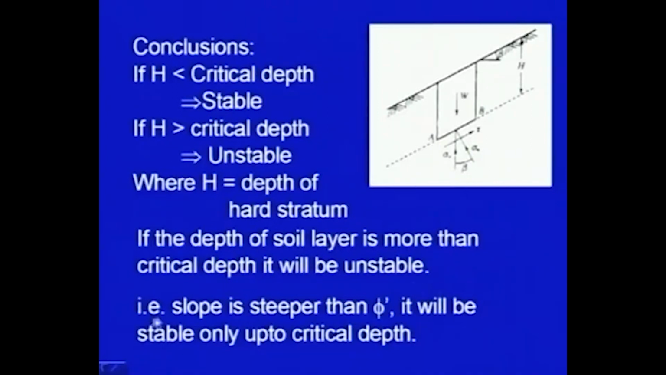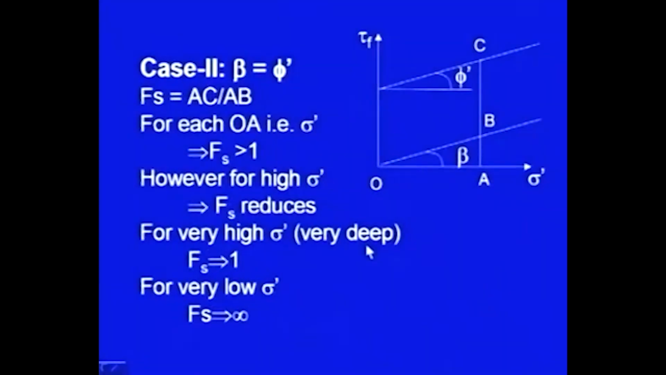So, finally, it is concluded, if the slope is steeper than angle phi dash, remember we had taken a case where the slope was steeper than phi dash, then it will be stable only up to certain critical depth. Beyond that, it will not be stable. Let me now go to the case number 2.